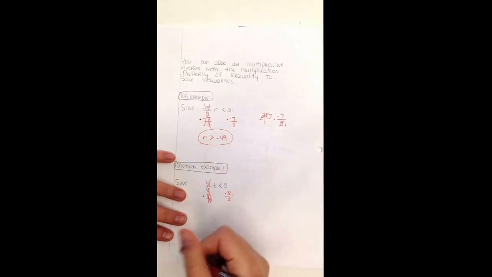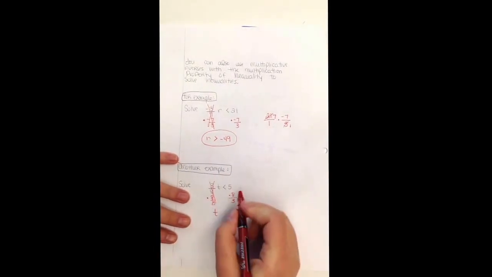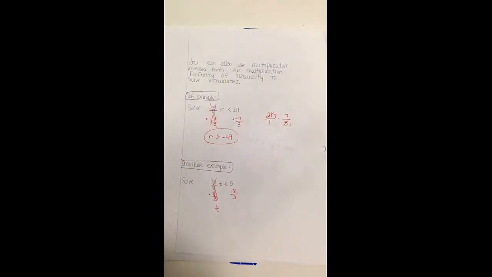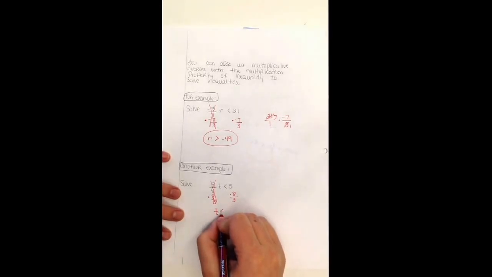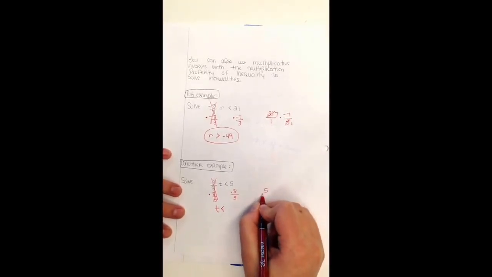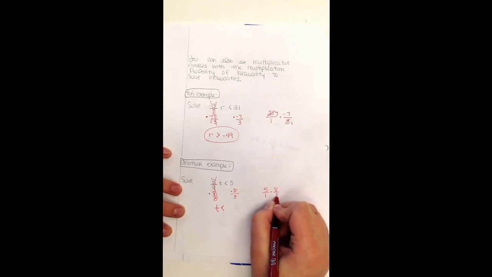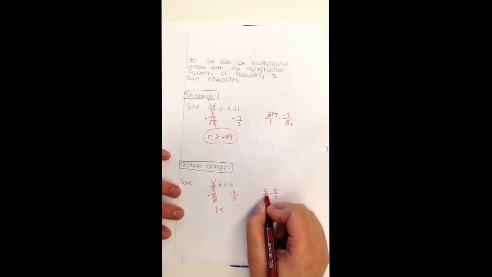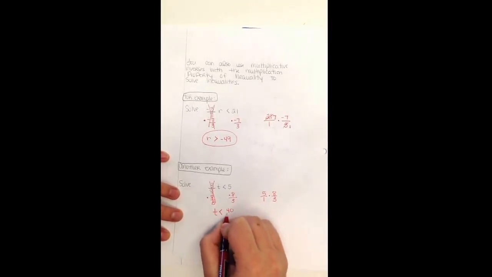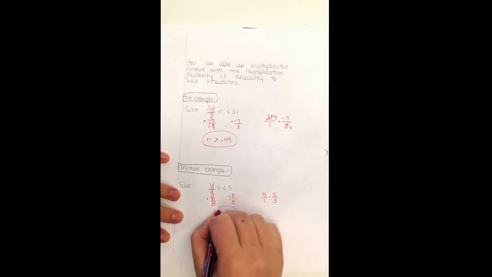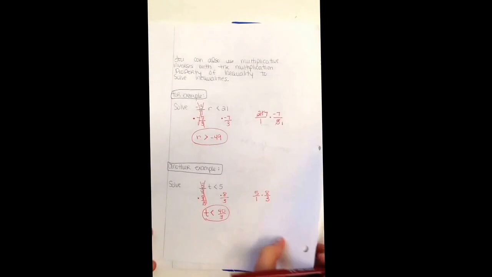These will cancel and become 1. I get t. Now I'm multiplied by a positive number, so the inequality symbol stays the same. And I have 5/1 times 8/3. Nothing can cancel out here, so I just get 40/3. And I'm going to leave it in that form. All right, next page.